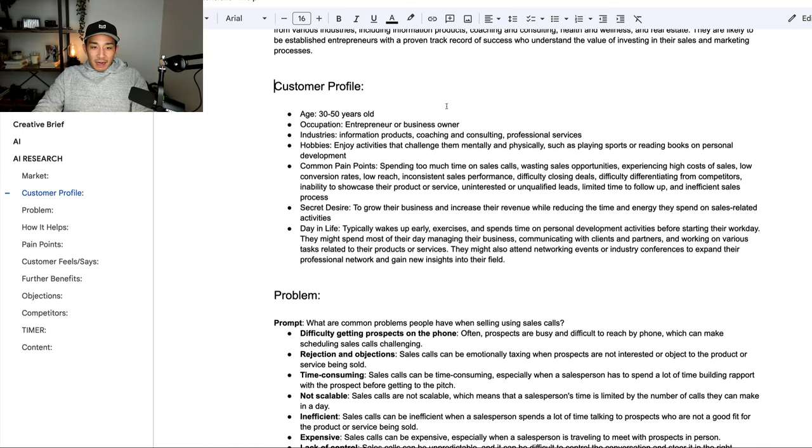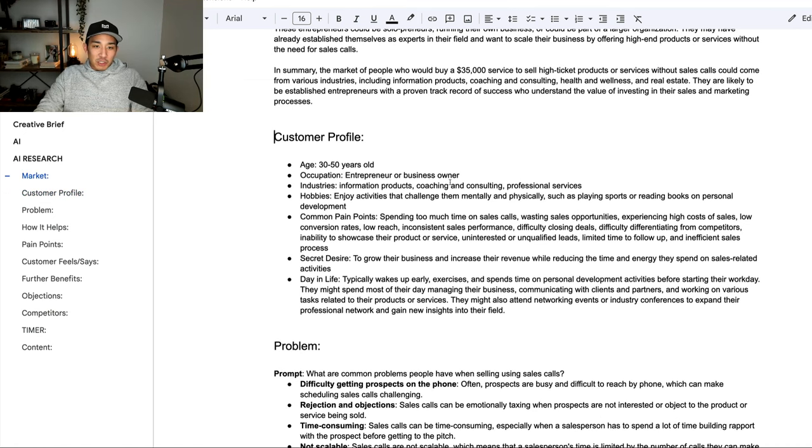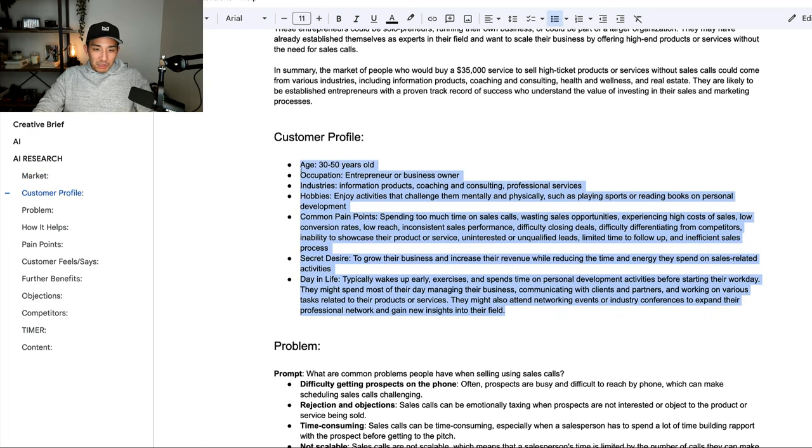So the next thing I said was, "Hey, ChatGPT, give me the customer profile of people in this market. What is their age, occupation, industries, their hobbies, their common pain points? What is their secret desire? What is a day in the life like for them?" And you can see it spits back all this information here.